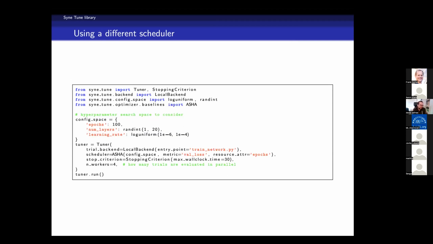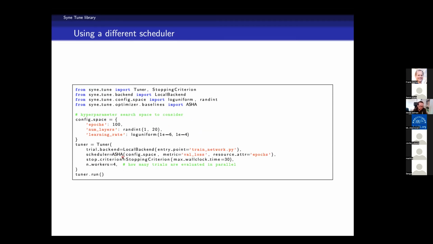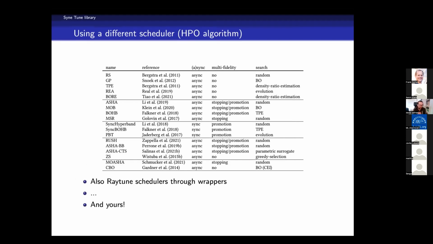Okay, so using a different scheduler, here we're using ASHA. Well, you just pass a different object, right? For instance, that's how you can use MOBSTER, which has a GP to avoid the random search as ASHA does, and that's about it. And so, as I said, we try to have a good coverage of baselines. So that's the list of the ones that are currently supported.